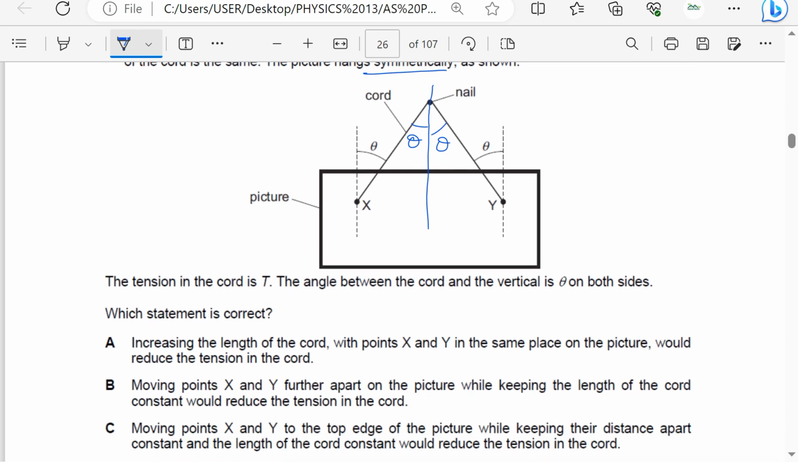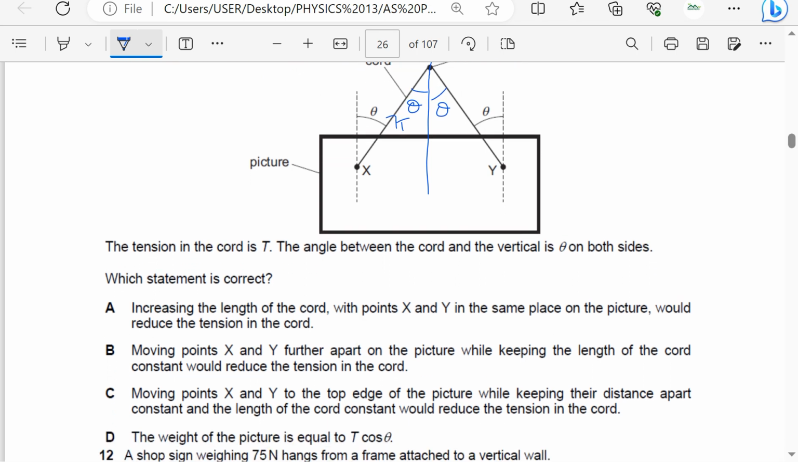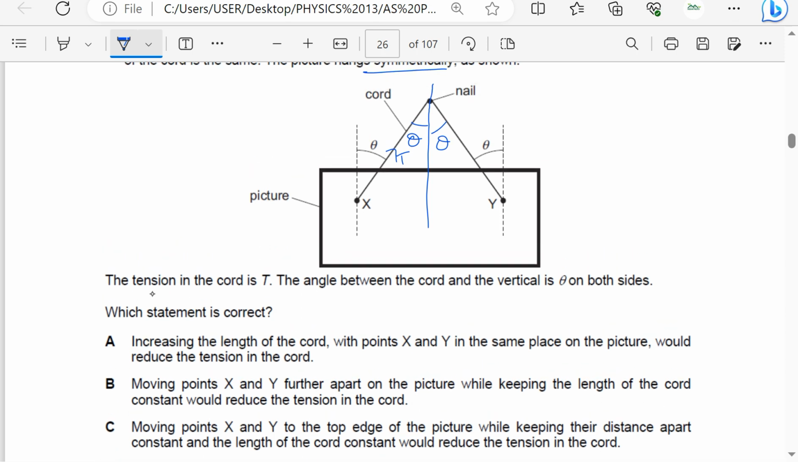The tension in the cord is T. So tension here is T. The angle between the cord and the vertical is theta on both sides. Which statement is correct? Let's first find the tension for equilibrium. Let's say the weight is acting downwards, and that is W. What is the weight going to be equal to?